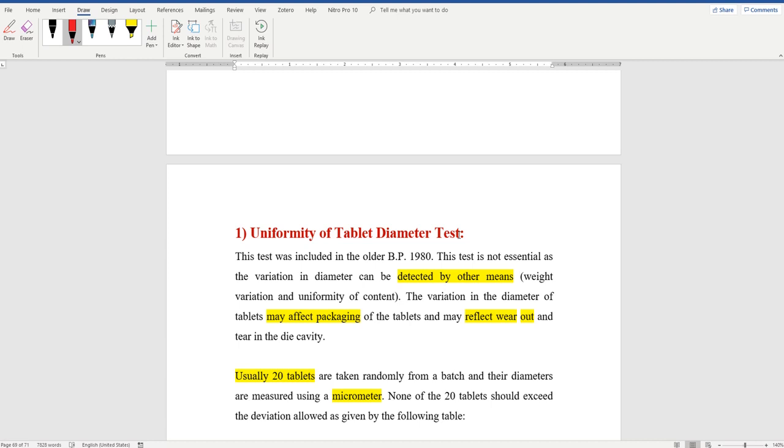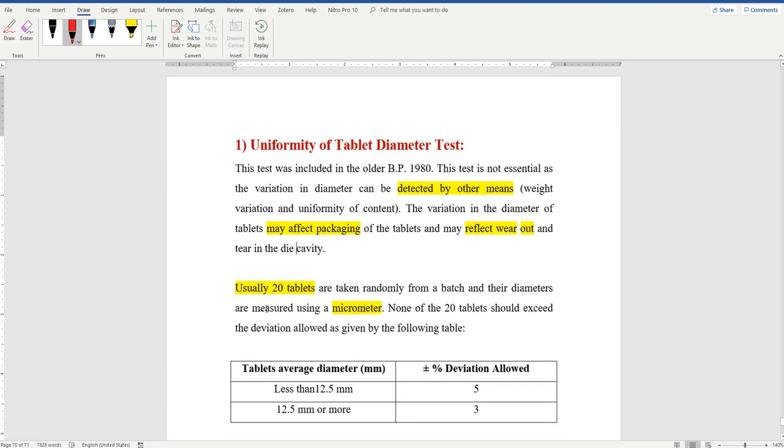If there is a difference in diameter, this means what? This means that there is wear and tear in the die cavity. That is, die cavities are not the same because of wearing. I'm using them for so many years, and this might cause them to wear and tear and widen.